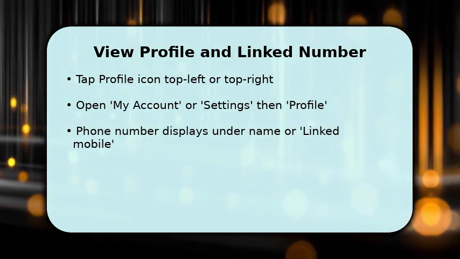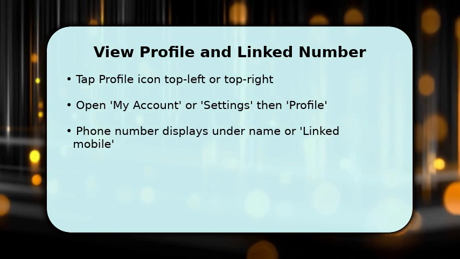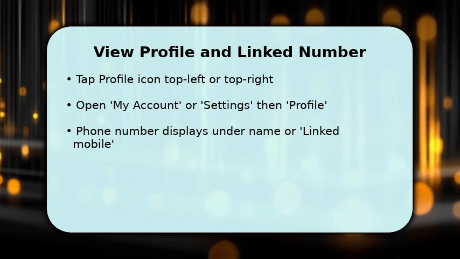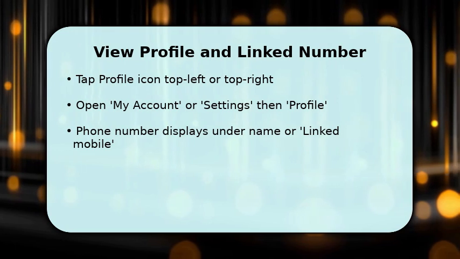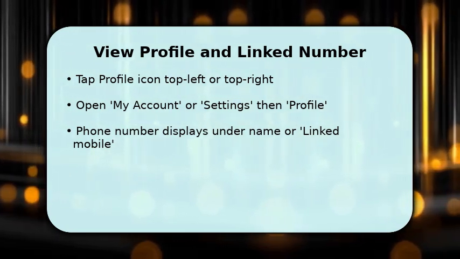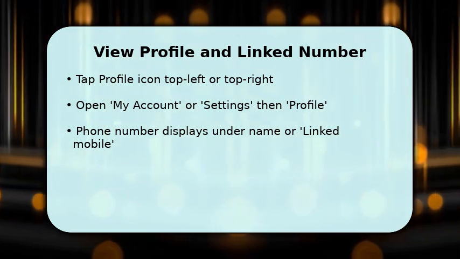Navigate to My Account or Settings and select Profile to see your registered mobile number. PhonePe shows the primary number used for UPI and notifications. If you have multiple numbers saved, it will label the active linked mobile. This is the number used for transactions and OTPs. Note why: PhonePe prevents mismatched numbers for security, so the displayed number.